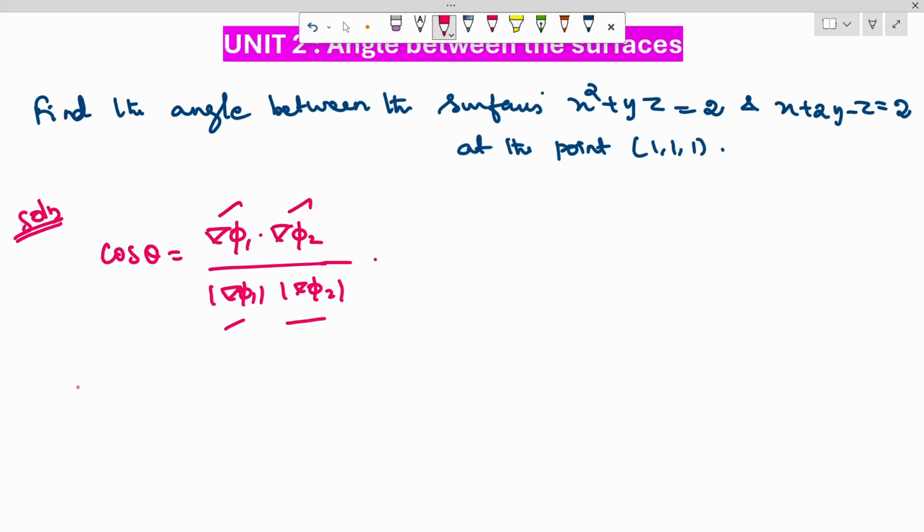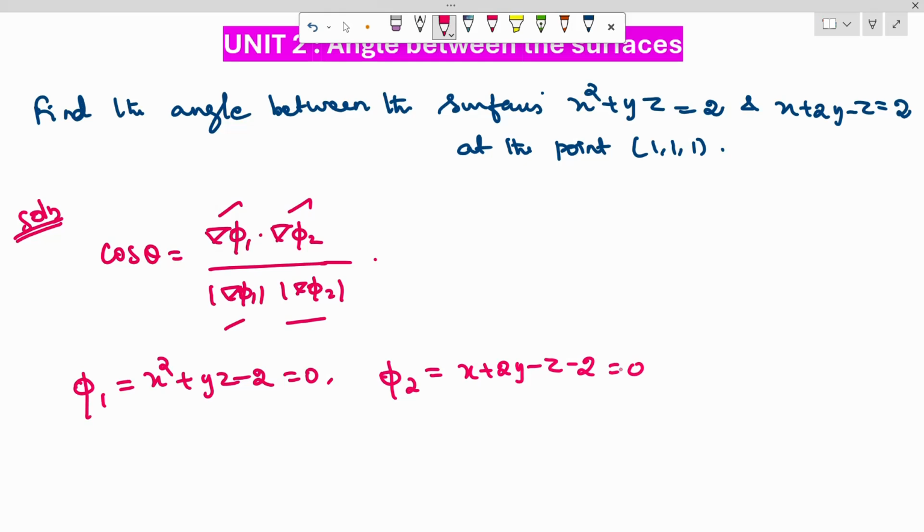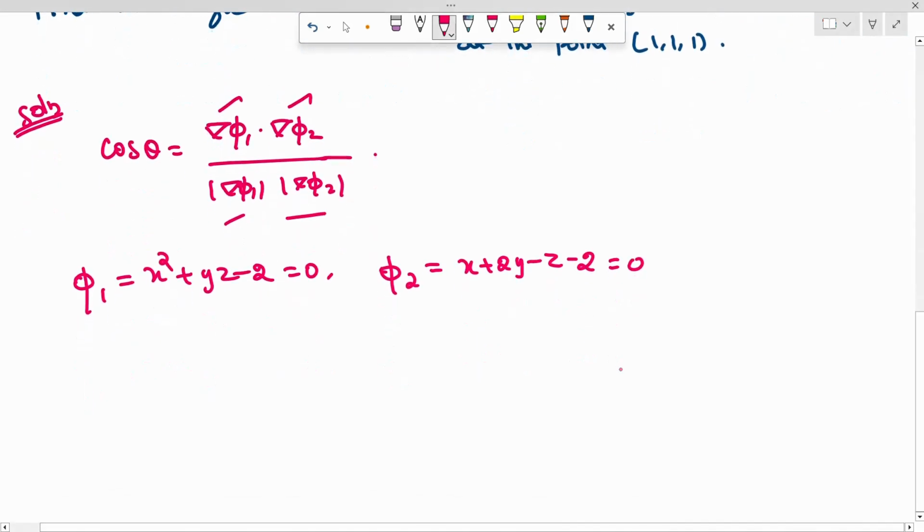First write clearly phi 1 and phi 2. Phi 1 is x square plus yz minus 2 is equal to 0, and phi 2 is x plus 2y minus z minus 2 is equal to 0. From these two equations, we calculate del phi 1 and del phi 2, and from those we can easily calculate modulus of del phi 1 and modulus of del phi 2. First we calculate del phi 1.